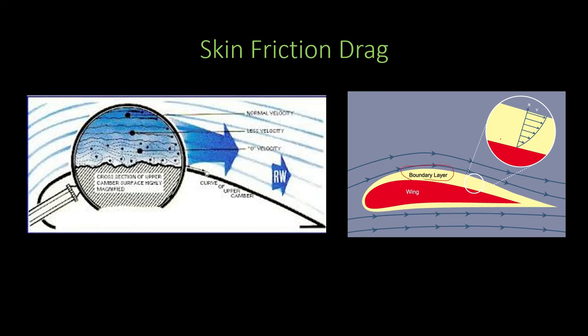So in this boundary layer, as the velocity varies, there is friction between the layers of the air, which causes a drag known as skin friction drag. So I hope skin friction drag is also clear to you.